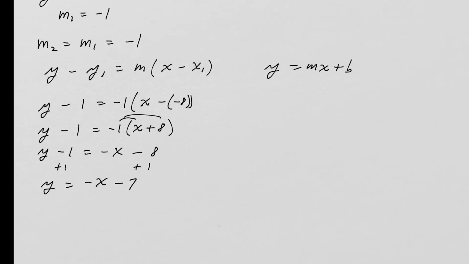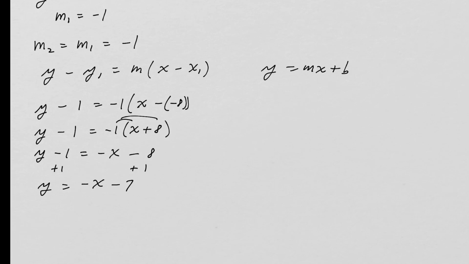The other way you can solve it is using the slope-intercept form, right? So here, I already know my slope. Remember we found it was -1, so I plug it in. Then I use that point now, so the point -8, 1, to figure out what b is.